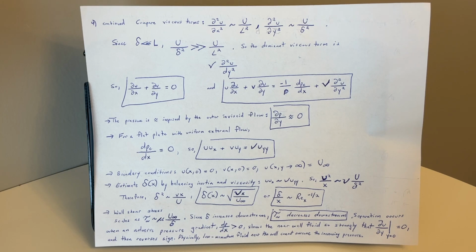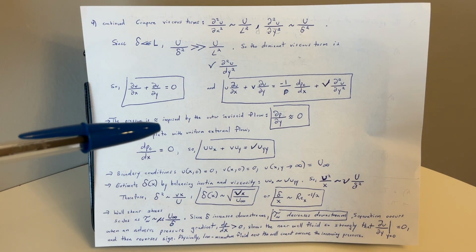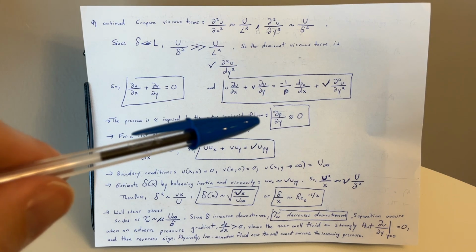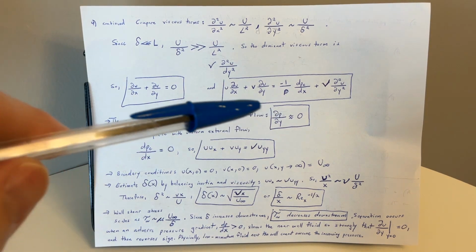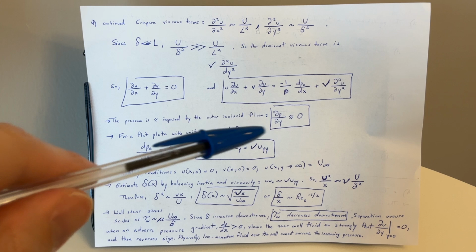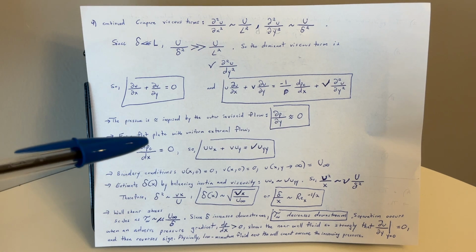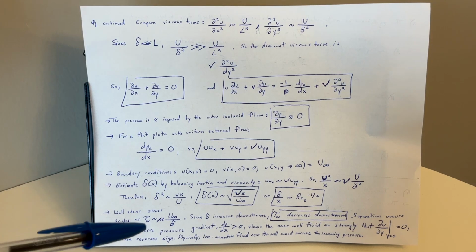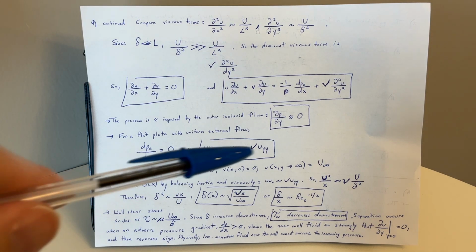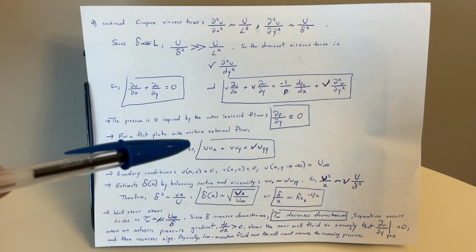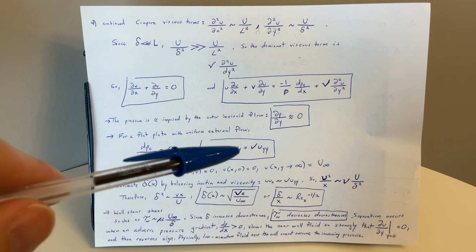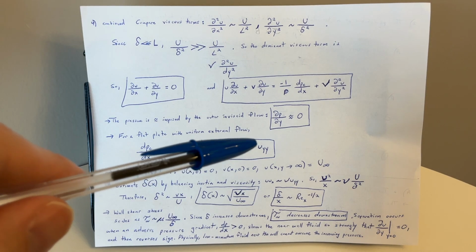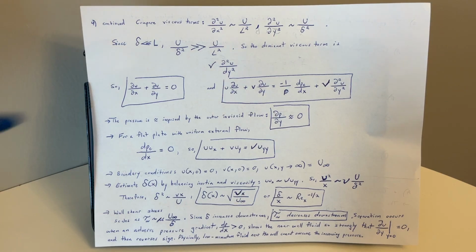Now, what we could say here, just continuing with this, the pressure is approximately imposed by the outer inviscid flow. So ∂p/∂x is approximately 0. And for a flat plate with very uniform external flow, we get this ∂p/∂x equal to 0. So this equation might look very familiar. We have u u_x plus v u_y equals nu u_yy. Okay, think about where that comes from.